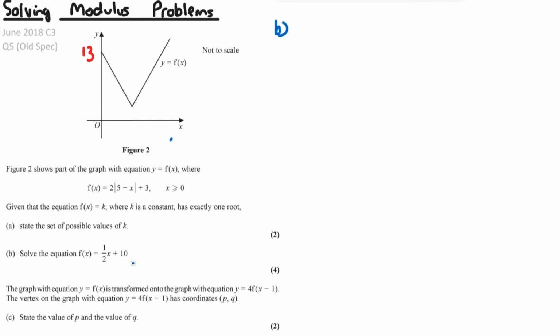So for part B, we need to solve the equation f of x is equal to a half x plus 10. So as this is f of x, it's going to be when 2 of the modulus of 5 minus x plus 3 is equal to a half x plus 10. So as I talked about in the first video on solving equations like this, it's always good to draw a diagram. So if we say that 10 is about here, because this is the y-intercept, the gradient here is a half and the gradient here is 2, as this will times the x.